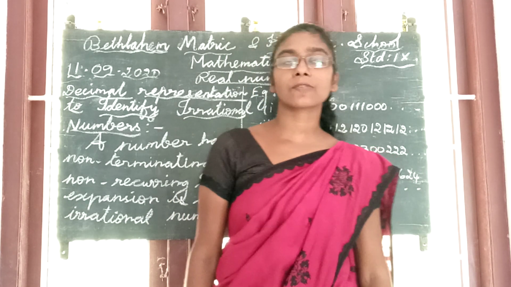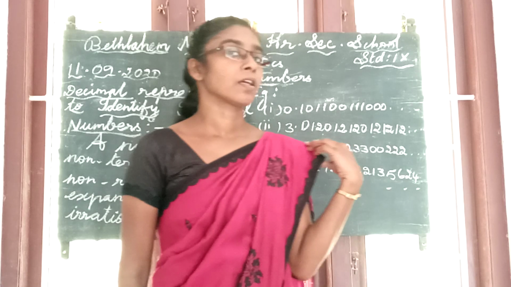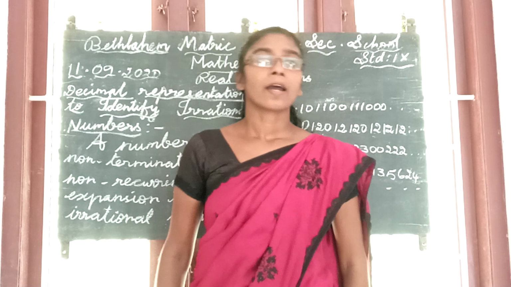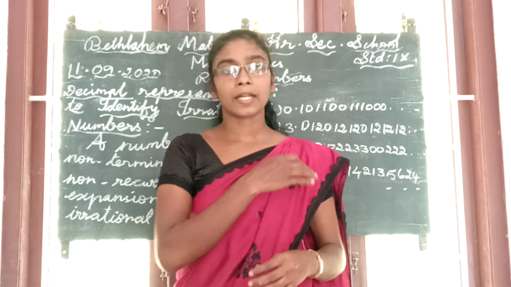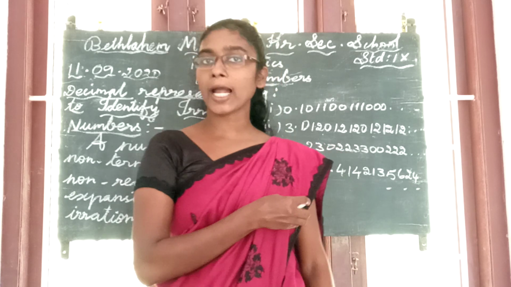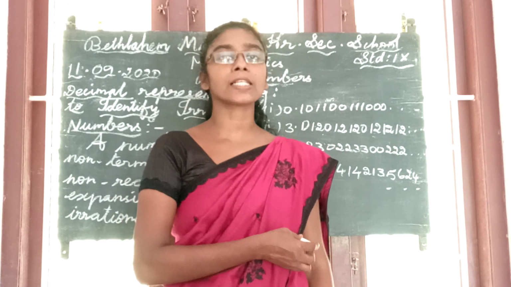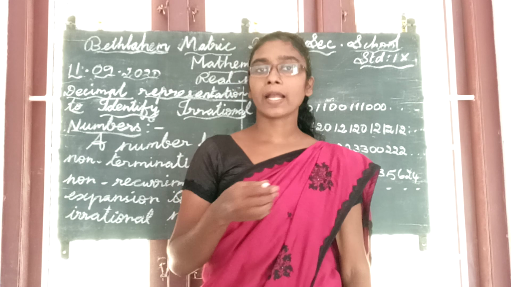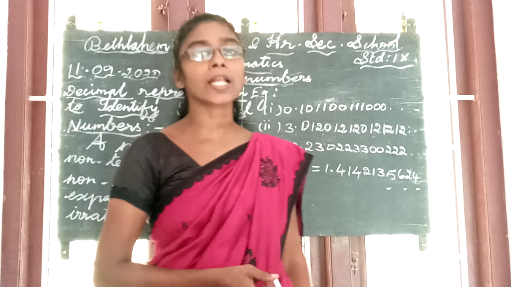In the last class, what did we learn? Converting rational numbers into decimals, next decimals into rational numbers, and next, without actual division, finding out which of the following is terminating and which is non-terminating and recurring.